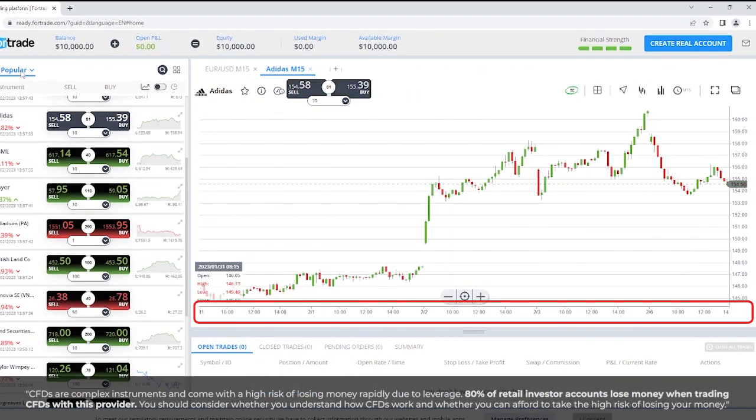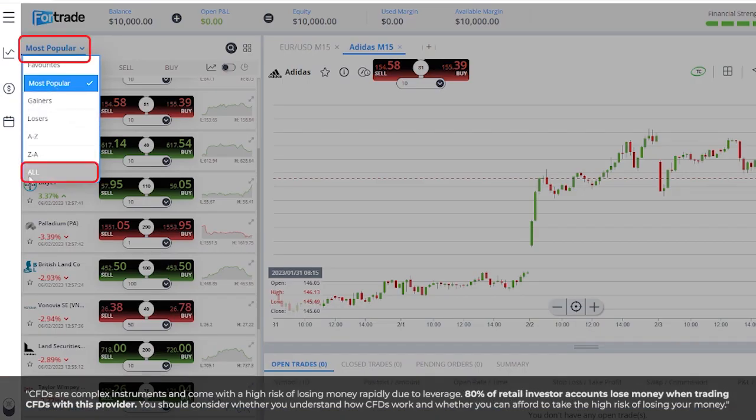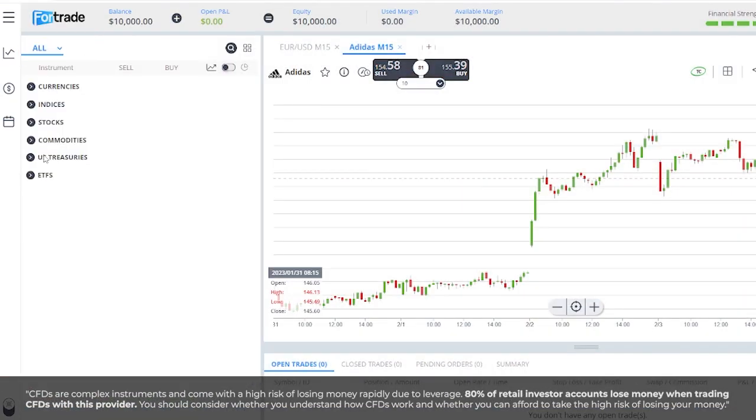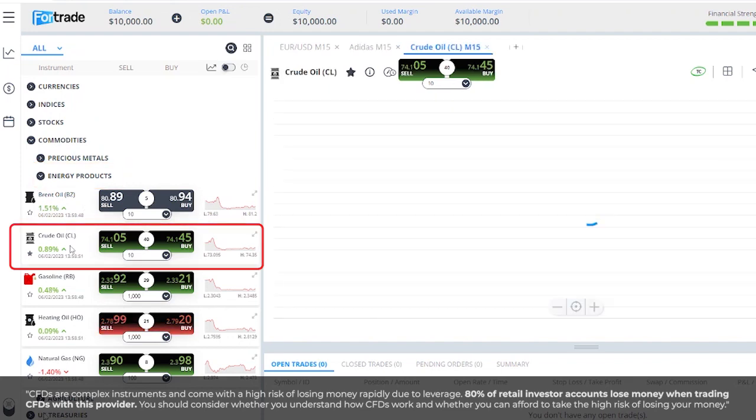If you want to see a list of all the instruments, choose the option All. In the drop-down menu you can find instruments divided by group: currencies, indices, stocks, commodities, etc. Now, let us choose one instrument to start trading. I will go to Commodities, Energy Products, and then select Crude Oil.